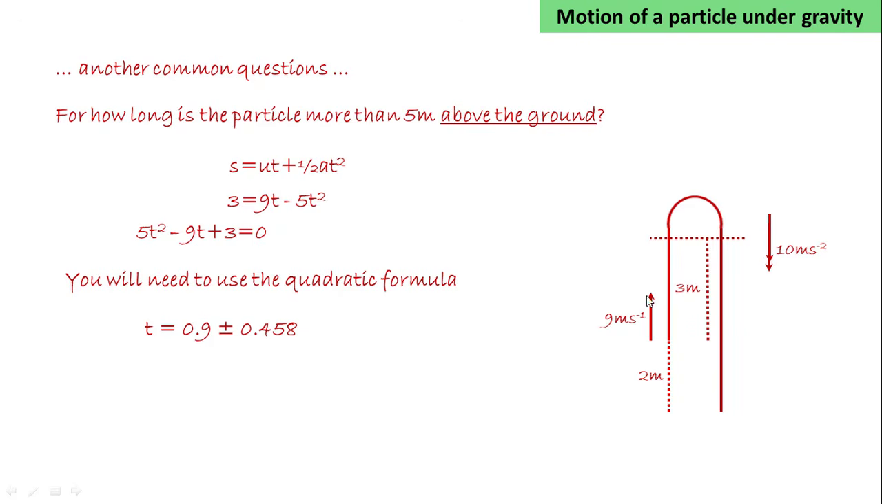Here we'll note that the 0.9 is the time it takes from the point of projection to its maximum height. And the two roots are 0.9 minus 0.458 for the first time it reaches 5 metres, and then 0.9 plus 0.458, that's on its way down. So the time it spends above the 5 metres is going to be twice the 0.458, which is 0.916 seconds.